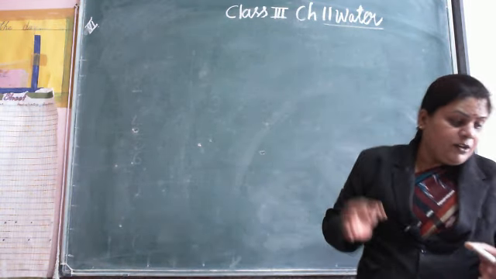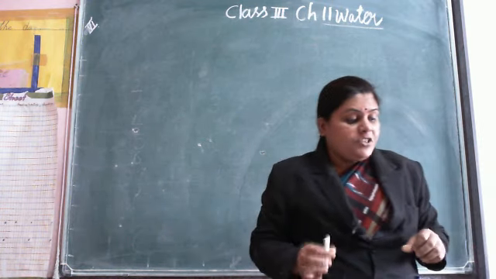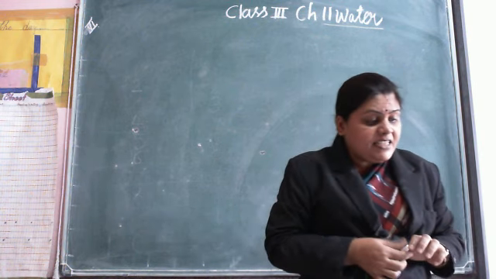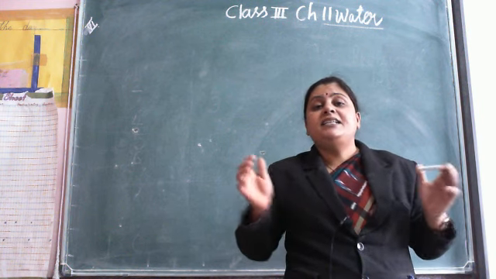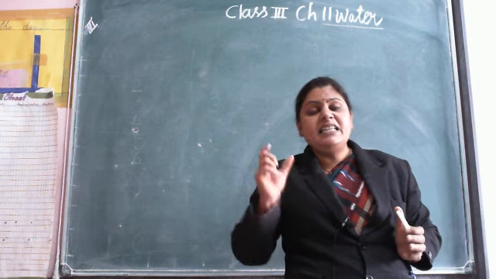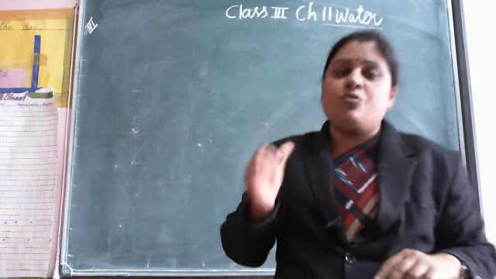When we keep our clothes out in the sun to dry, the water from the wet clothes changes into water vapor, and this water mixes with the air and our clothes get dried up. That is the reason. And I am hoping that you will do both the practicals that I told you.